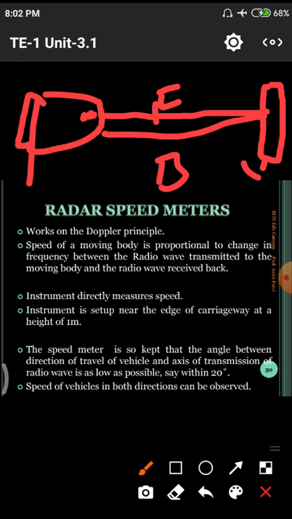Next, the speed meter is kept at a particular angle between the direction of travel of the vehicle and the axis of transmission of the radio wave, and it is possible to stay within 20 degrees. The vehicle is moving on a particular road, so the radio wave is transmitted to a particular point so that the wave comes back in a proper manner. Otherwise, adjusting all these processes is time wasting and money wasting. So we have to align in a particular manner. We need to adjust the radar meter in a proper position and direction. In whichever direction most vehicles are moving, we need to arrange the radar speed meter toward those waves. Otherwise the waves will not come back properly, and no studies can take place with this radar meter.